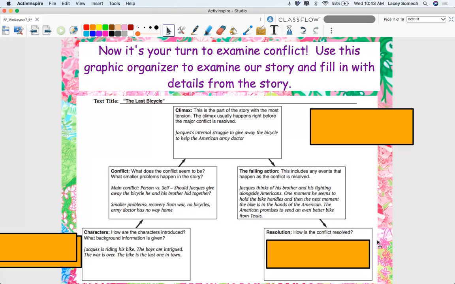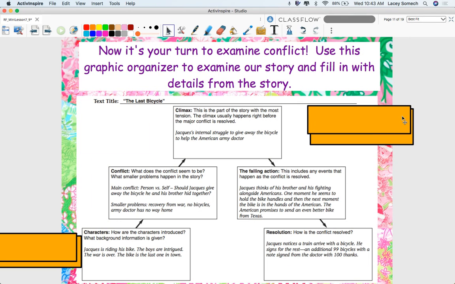How is the conflict resolved? What was the solution to our story? Do you remember? Okay. So he notices the train finally arrives. Not only does he get a new bicycle, but also they send additional 99 bicycles. So 100 bicycles there sent from the doctor as a way of saying thank you. And that is how the story was resolved.